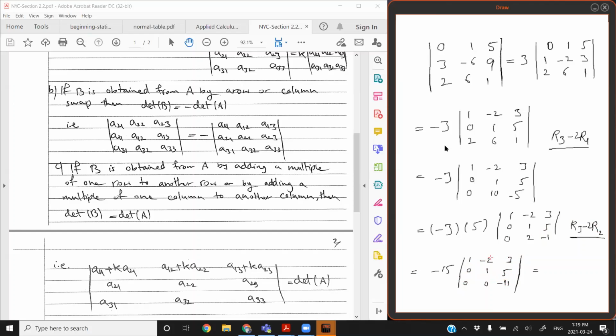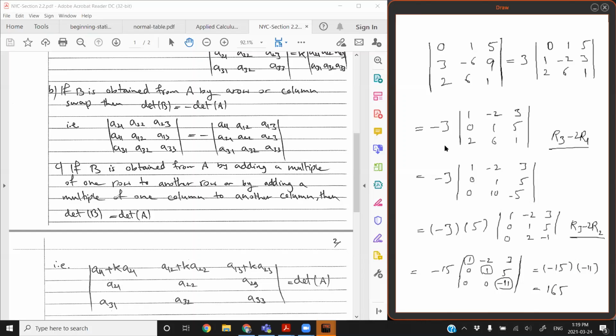Now, at this point, I have a matrix that is in row echelon form, almost row echelon form. It's an upper triangular matrix. And we learned last class that it's very easy to figure out the determinant of an upper triangular matrix, because if you have an upper triangular or a lower triangular or a diagonal matrix, then in order to get the determinant, you would just need to multiply the elements on the main diagonal. So the answer is going to be negative 15 times the product of these three, which is negative 11. So it's going to be 11 times 15. That's 165.